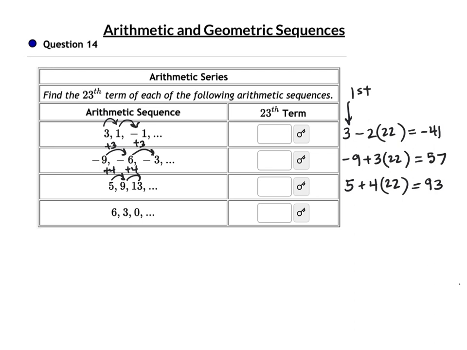And the last one, we're decreasing by 3 each time we move one spot. We're starting at 6. We're going to decrease by 3. And from the first spot, we have to move 22 spots to get to the 23rd spot. So 6 minus 3 times 23 is negative 63.